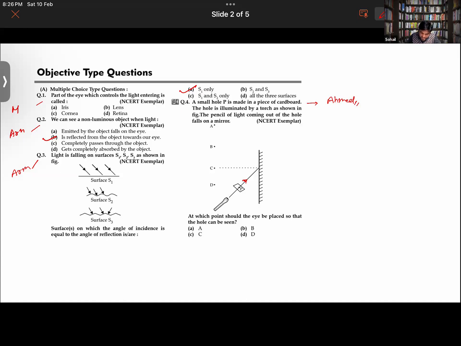Okay, now first of all, see this one thing. This is the incident ray. This C is actually the normal, perpendicular on the given mirror. And this will be the reflected light ray that will be passing via B, right? And the question asks, at which point should the eye be placed so that the hole can be seen? You want to see the hole. So where should you be placing your eye?